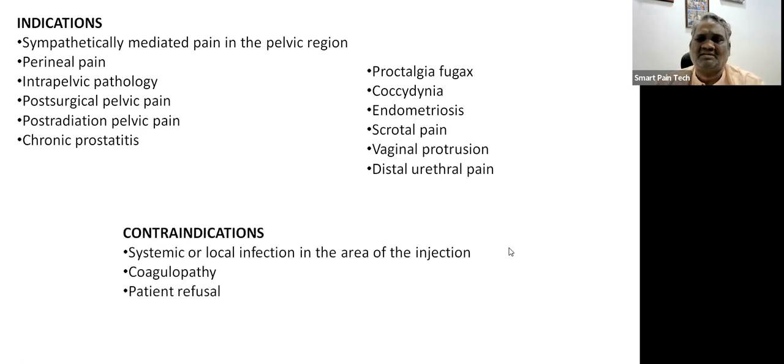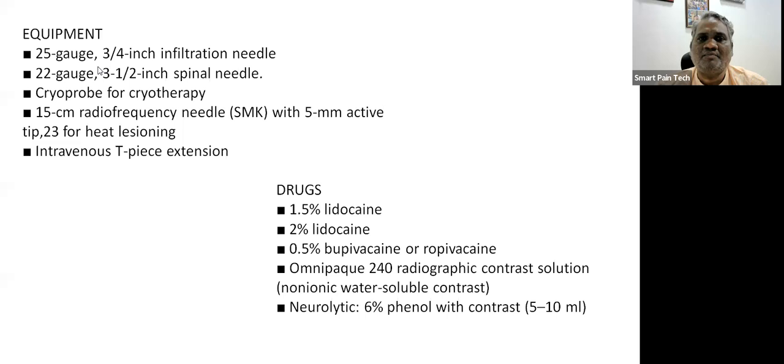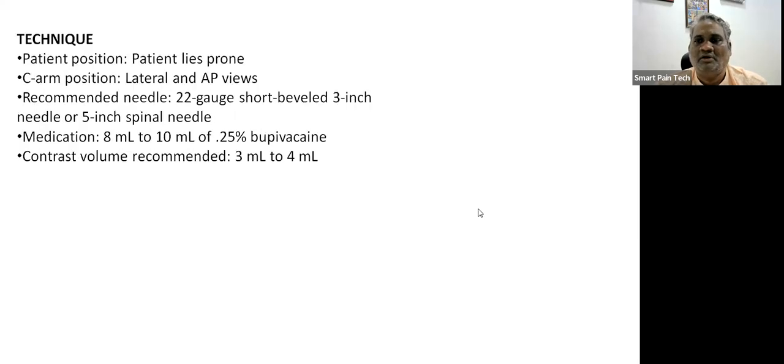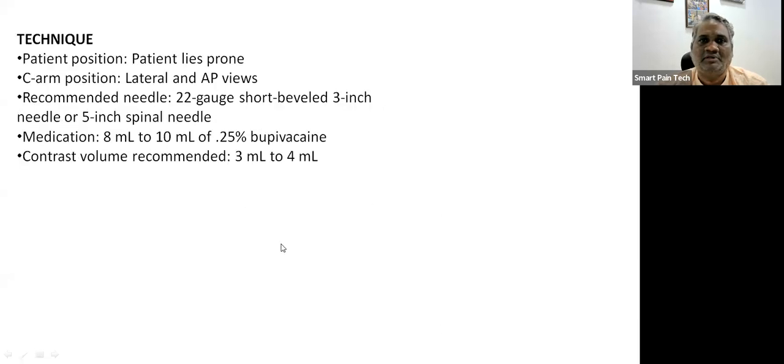Again, contraindications are the same. I added patient refusal as another contraindication. Equipment is the same, except the needle size is decreased. A 1.5 inch needle is enough to perform this. Here you can use phenol very safely. The patient lies in prone position.